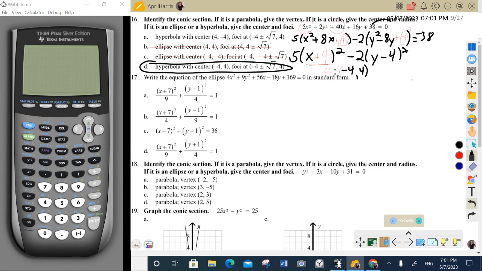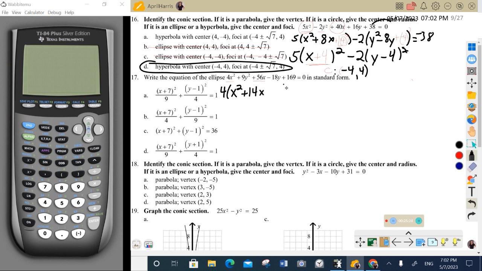Okay, number 17, you're going to have to do that though. So you have an ellipse because you have an x squared and a y squared that's adding, so it's either an ellipse or a circle. And because they have different coefficients, it is an ellipse. So I'm going to group my x's, but I'm going to go ahead and factor out a 4. See if I can remember to divide this time. 56 divided by 4, I believe, is 14.